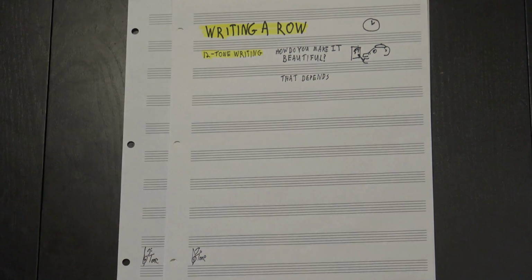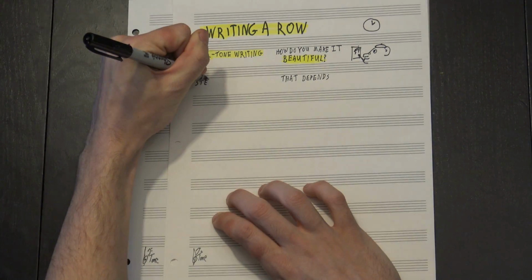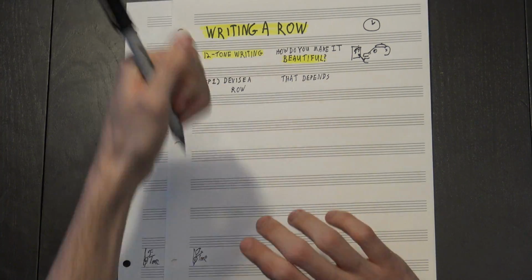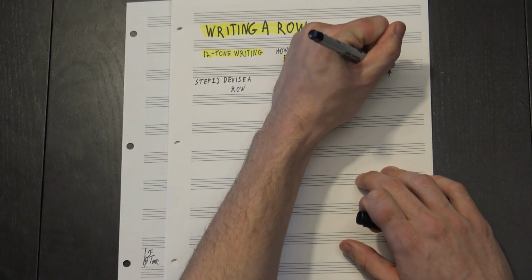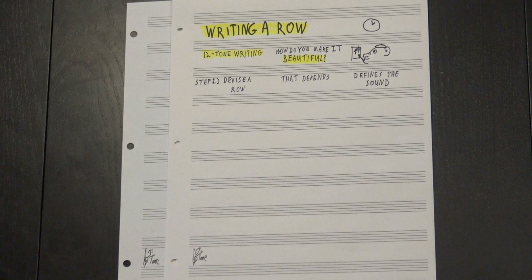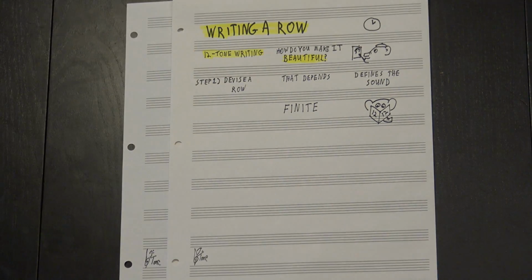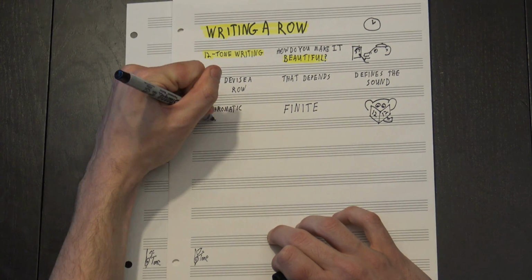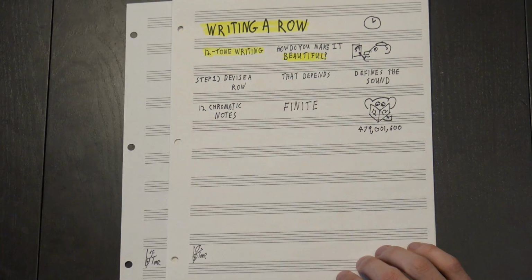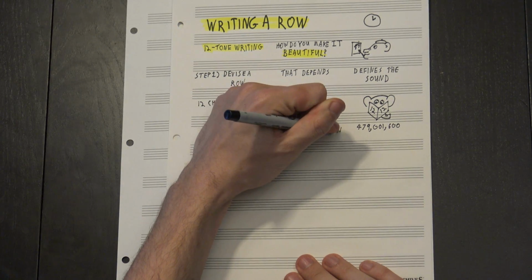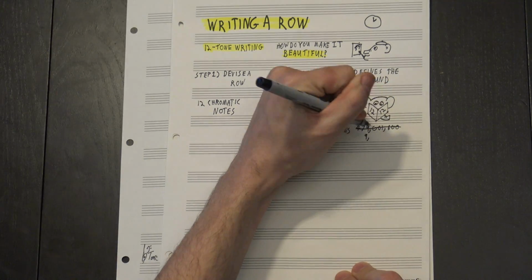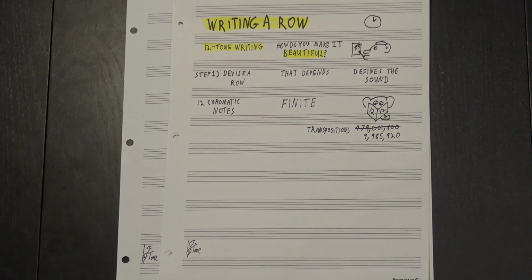Well, that depends a lot on your definition of beautiful. The first step, though, is always to devise your row. More than anything else, this will define the sound of your composition. One interesting thing about rows is that unlike regular melodies, they are finite. There's only so many ways you can arrange the 12 chromatic notes. Specifically, this many, but a lot of those are transpositions of each other. Once you remove those and the other transformations, you're left with this many truly unique rows.